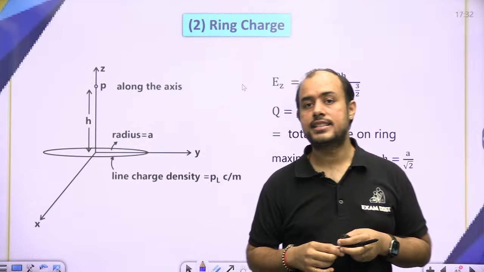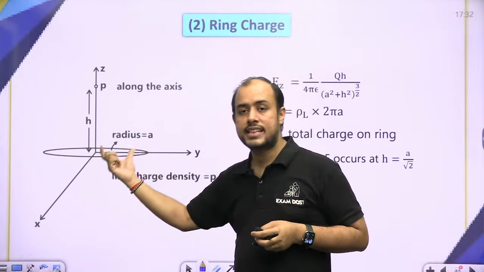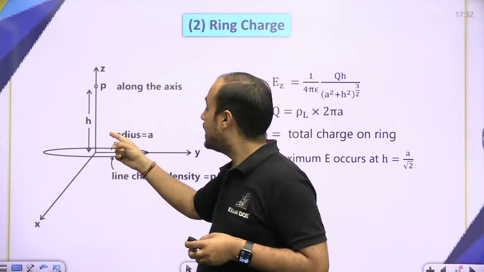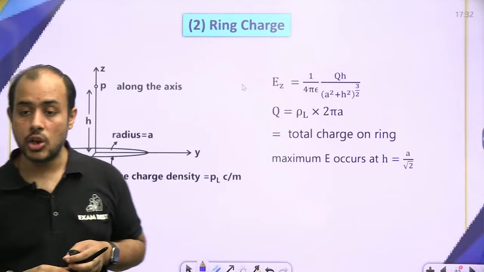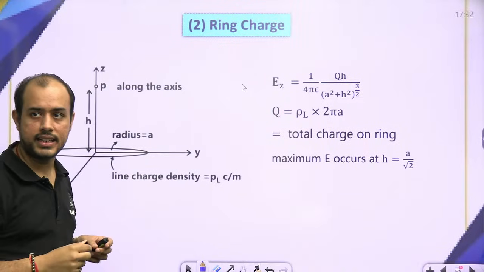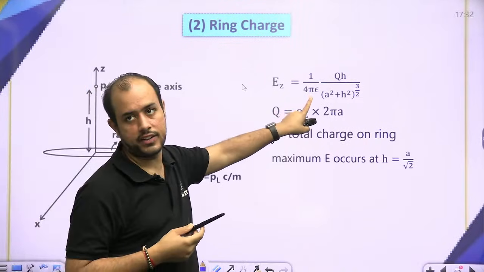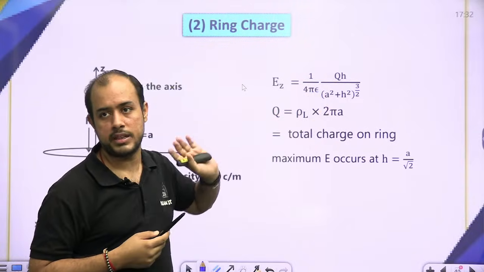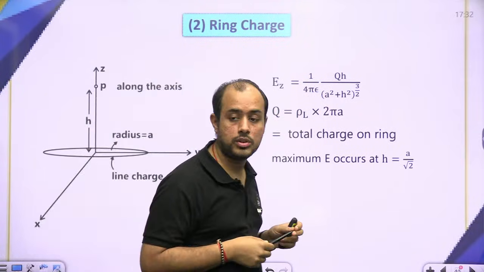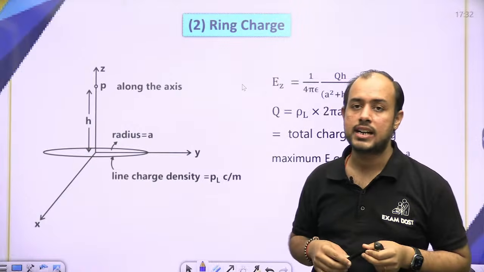नेक्स्ट इज द रिंग चार्ज। तो रिंग चार्ज इज केप्ट इन द XY प्लेन एंड वी आर टेकिंग द इलेक्ट्रिक फील्ड एट अ पॉइंट along the axis of the ring, ठीक है। तो दिस इज द इलेक्ट्रिक फील्ड 1/4 pi epsilon QH by a square plus h square to the power 3/2. What is Q? Total charge on the ring.